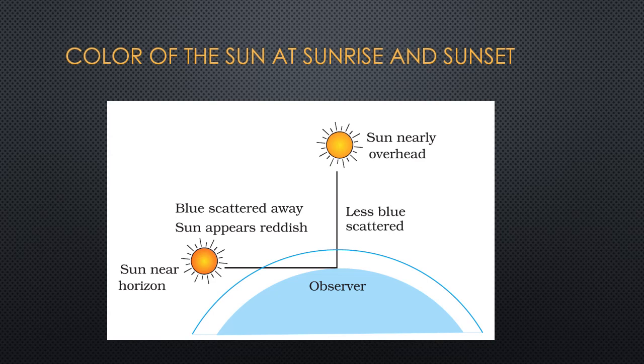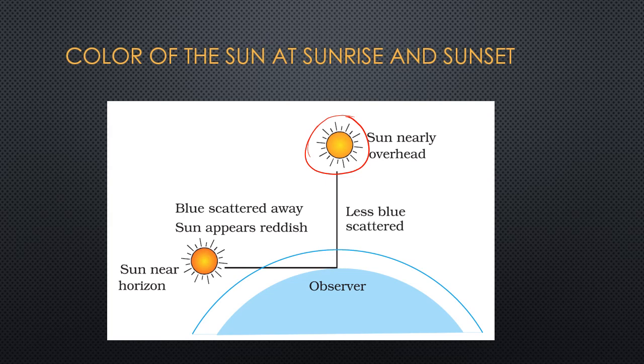So the story is, when the sun is nearly over the head, the path is comparatively shorter. If it is shorter, the blue light scattered is very little. And if the blue light is scattered less, the light reaching down is almost white. So you see the sun in its normal color, the way you usually see it. For most of the time it is like this.